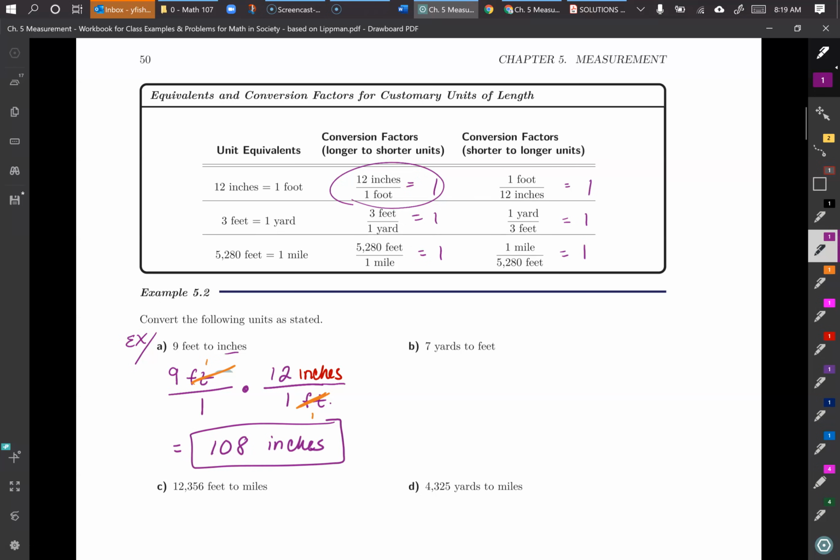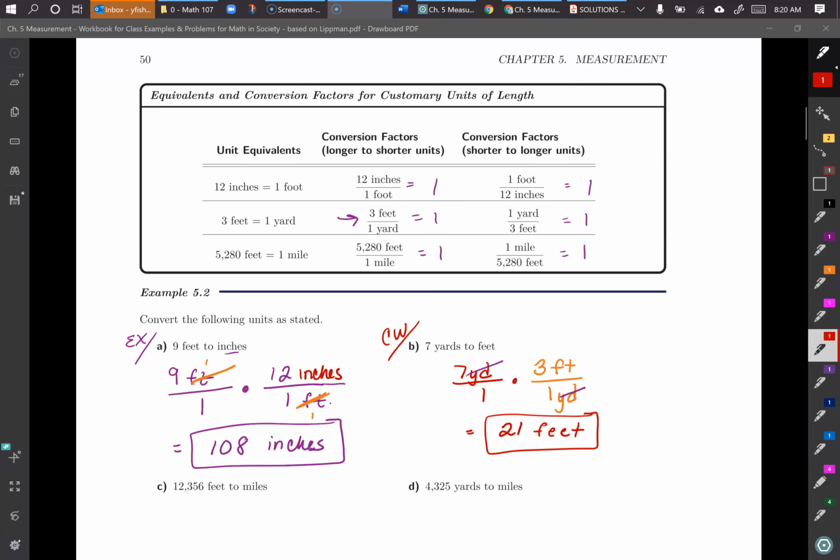So here's another one that's similar, yards to feet. So you're going to be looking at this fraction here, this conversion. I'll write that as a classwork, and you can pause the video and see if you can figure out how to set that up, and then check back and I'll write it out, and you can see how you did. So the answer for that one, 7 yards to feet, would be 21 feet.